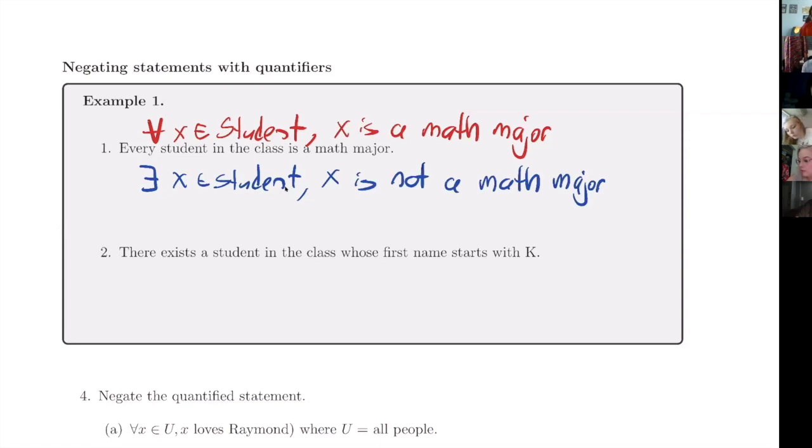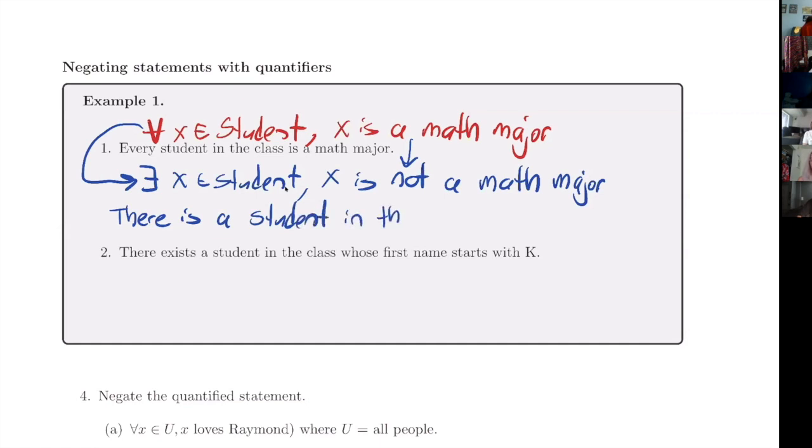Okay, so here what we've done is we changed the universal quantifier to an existential quantifier. And then we also negated the last part of this sentence, right? So we changed that to an existential one, and then over here, we just negated the original statement. And this would be exactly saying that there is a student in this class who is not a math major.